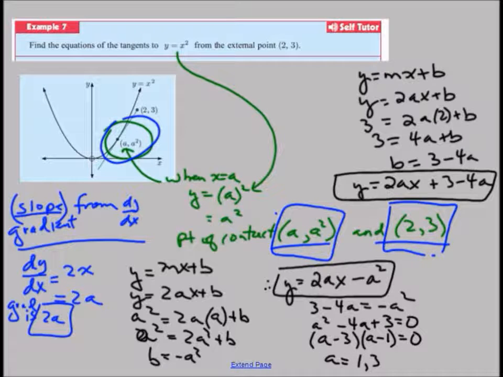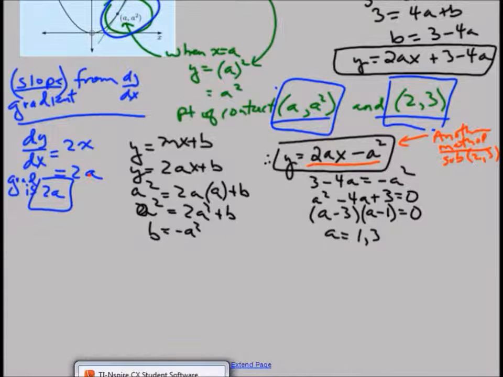Another way of doing the exact same thing, and this is the way they did it in the textbook, another method right here is to substitute (2, 3) into this equation, and you'll be able to figure out what a is then as well. We have 2 possibilities for a here.